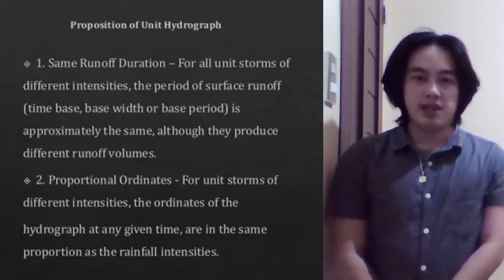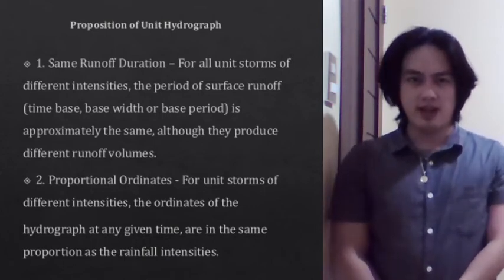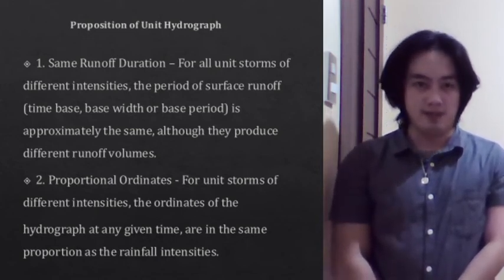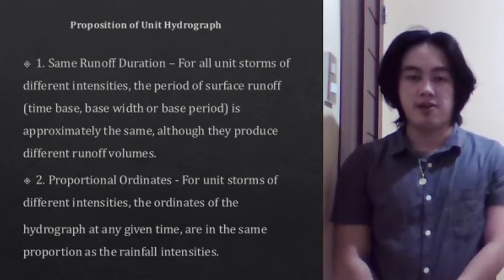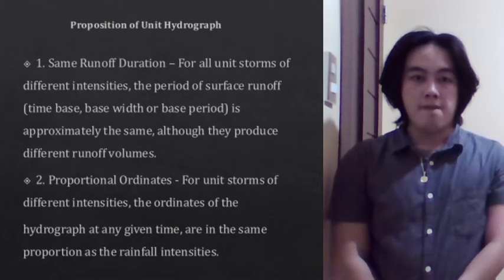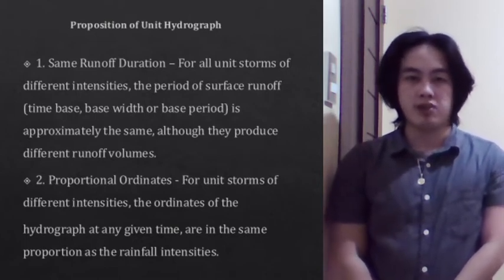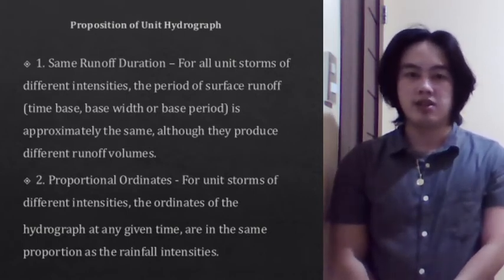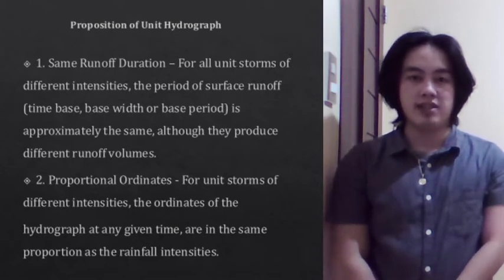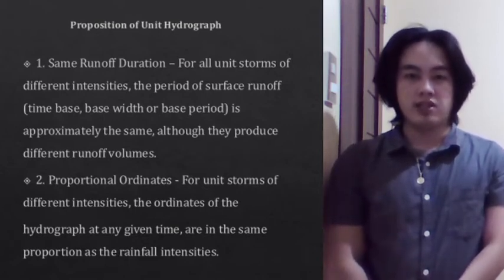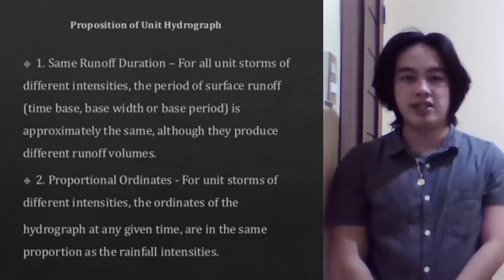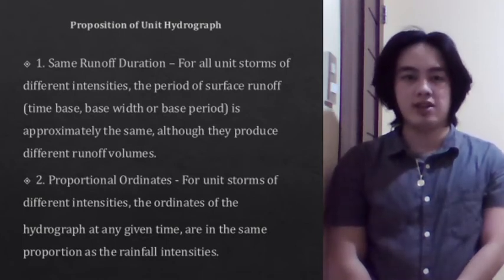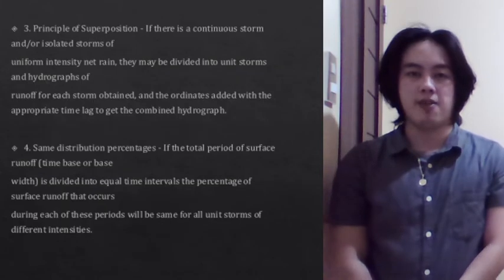Next are the propositions of the unit hydrograph. The first one is the same runoff duration. For storms of the same unit duration, the direct surface runoff base width or base period is approximately the same regardless of the different volumes. Next, proportional coordinates. For unit storms of different intensities, the coordinates of the hydrograph at any given time are proportional to the rainfall intensities.